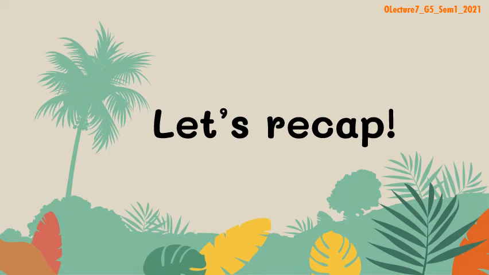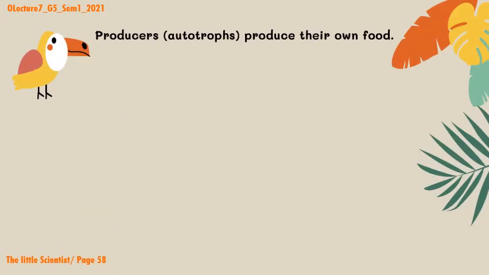Let's retell what we learned today. Producers produce their own food through a food-making process called photosynthesis. Producers are also called phototrophs. Decomposers are nature cleaners. They clean the nature from dead bodies. They break down dead organisms into minerals.